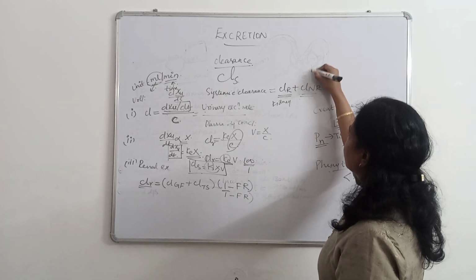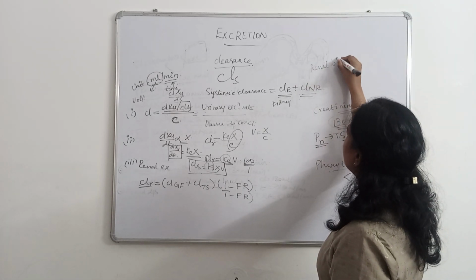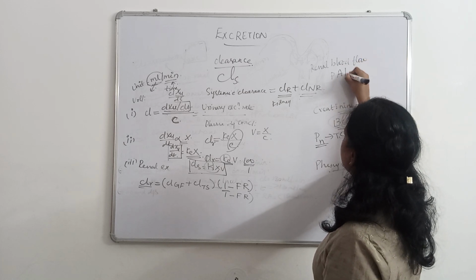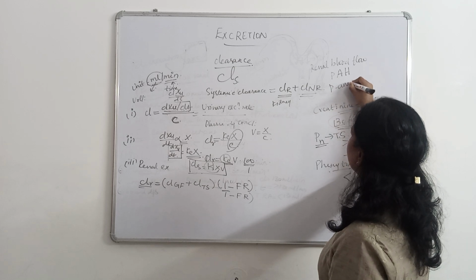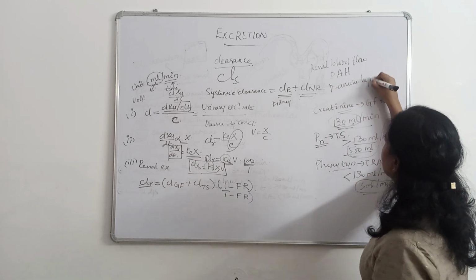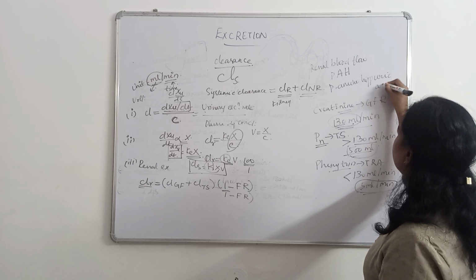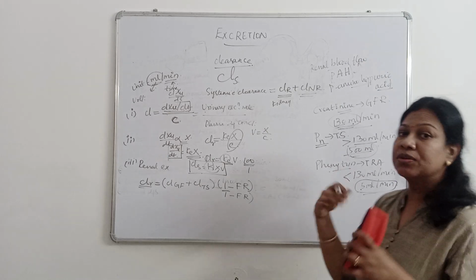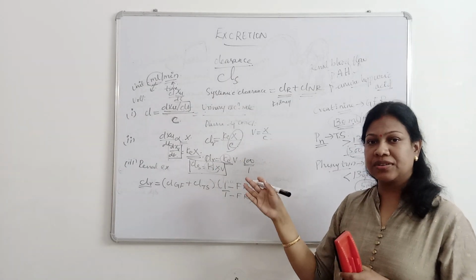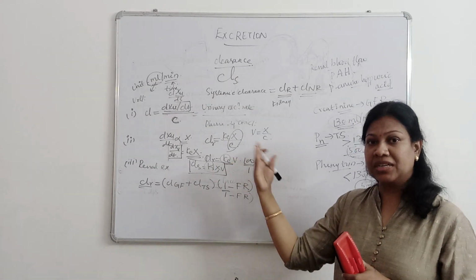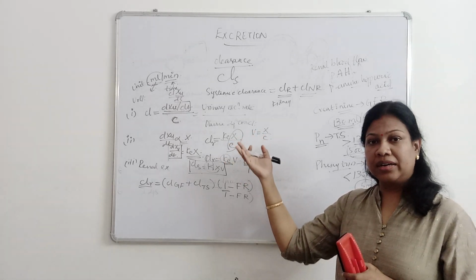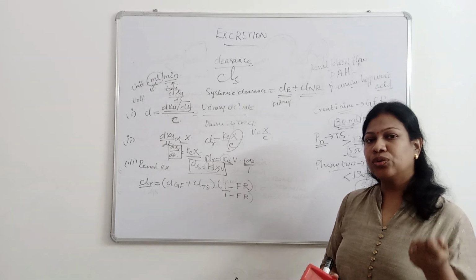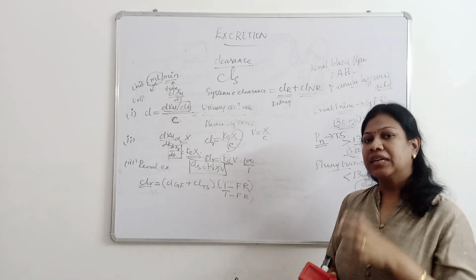There is another marker which is used to determine the renal blood flow. Renal blood flow can be determined by para-aminohippuric acid. So what is this? PAH is para-aminohippuric acid. This is used to determine the renal blood flow. How much is the blood flow? I said in the initial classes that renal blood flow is about 25% of cardiac output, that is, about 1.2 to 1.5 liters reaches the kidney.